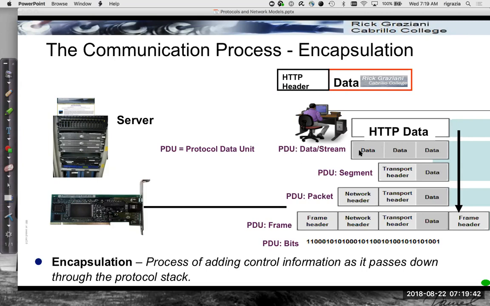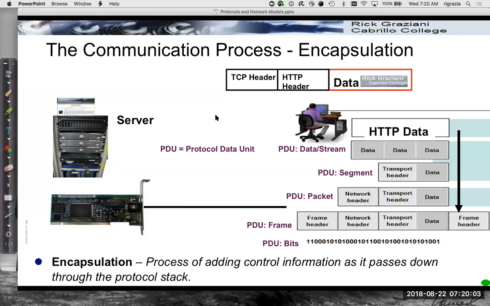By the way, we call that protocol data unit just data. So what do we call all of this, the application header and the data, or the data? We call that just data. Sometimes we call it a stream.